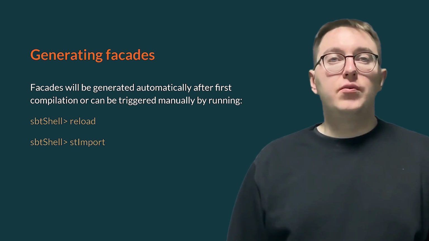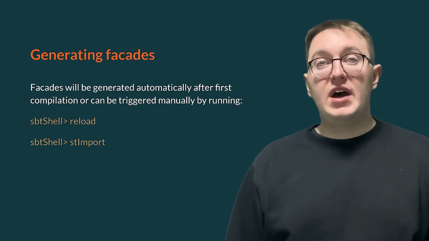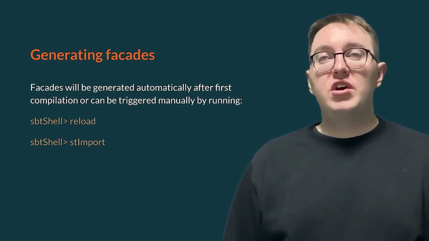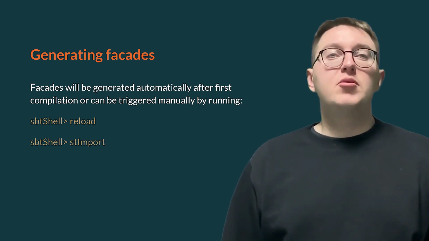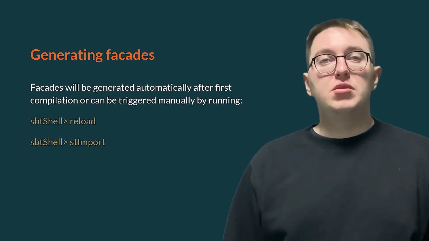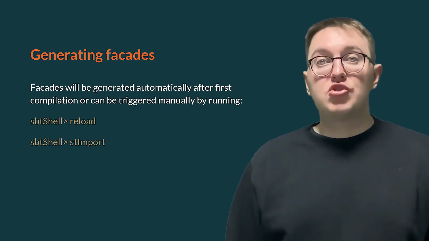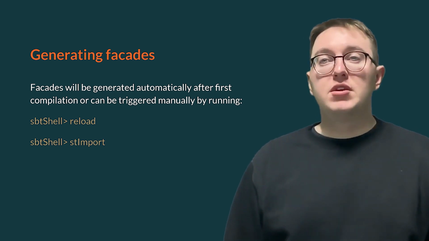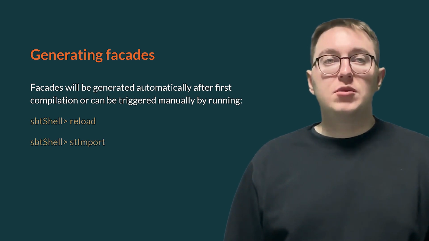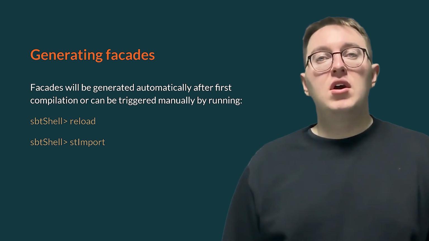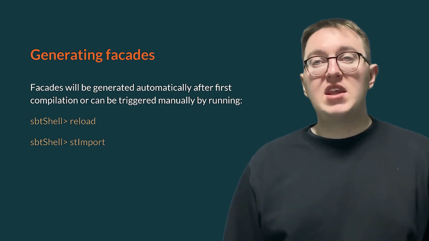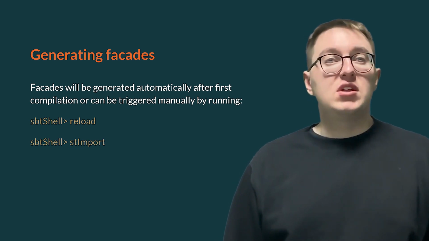Everything is now ready to go. To generate facades, we can either compile the code or run the import command directly in the SBT shell. Remember that in order for the changes in build setting to take place, you must reload the shell by running reload command. After running this command, we should see logs from the facade generation process. They will be only created once and updated as the dependencies change.